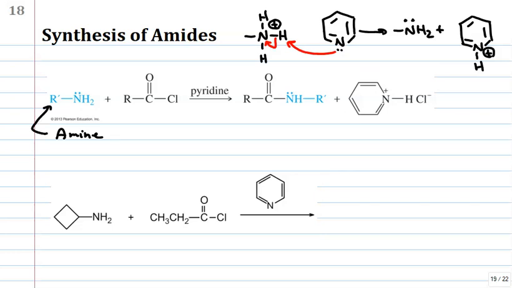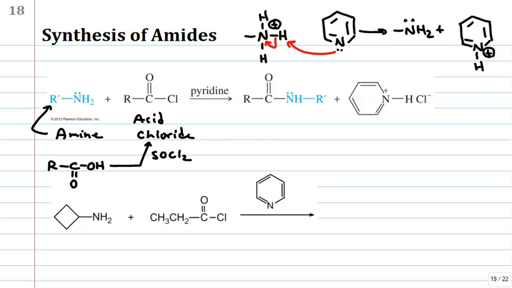In this one, we want to start with an amine. And we want to react it with an acid chloride. And we know that if you want to make an acid chloride, you can start with our old friend, the carboxylic acid, and use SOCl2. We've done that a few times now. And then you need pyridine.